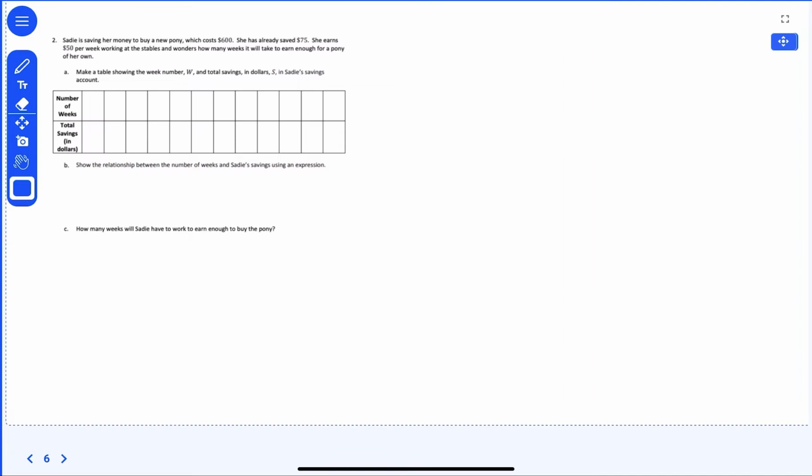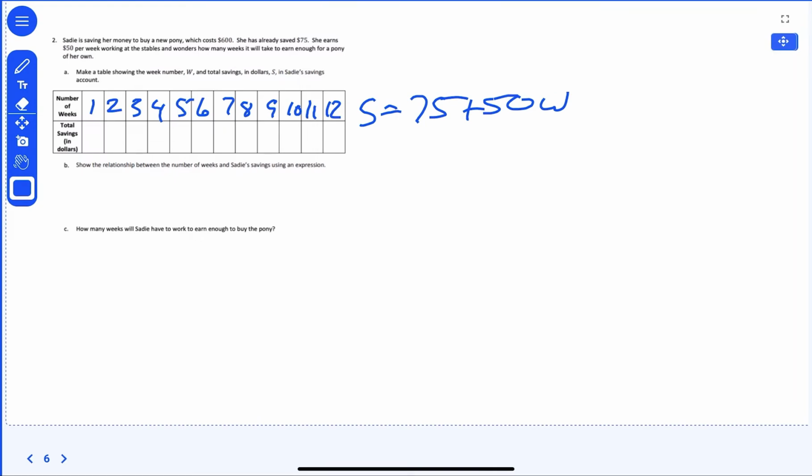Okay. So we have how many weeks here? 12? 1, 2, 3, 4, 5, 6, 7, 8, 9, 10, 11, 12. Now, it says make a table. How are we going to figure this out? What is our equation going to be? Celine? 75 plus 50 W's. Does everybody understand why we have 75 plus 50 W's?